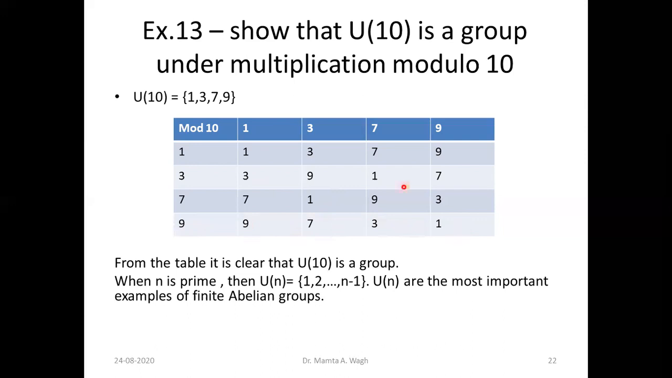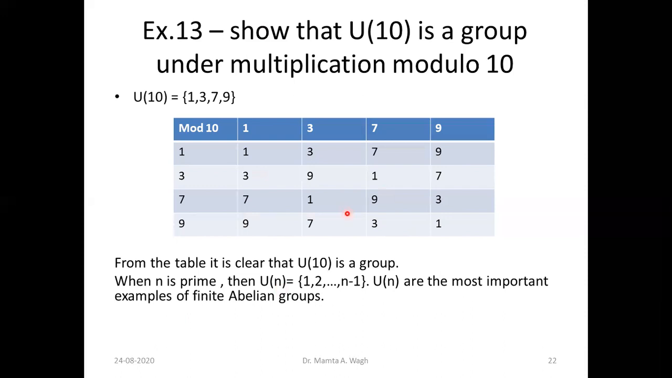So from this table, it is clear that all these numbers which we are getting after the operation of multiplication modulo 10, they are within this set only. 1, 3, 7, 9, they all are in the set. We are not going out of the set. So this operation multiplication modulo 10 is closed. So this set is closed under this operation. Basically we have to say like that.